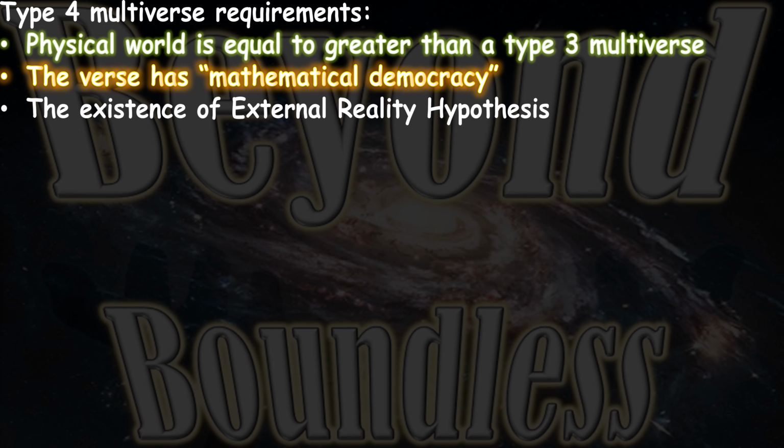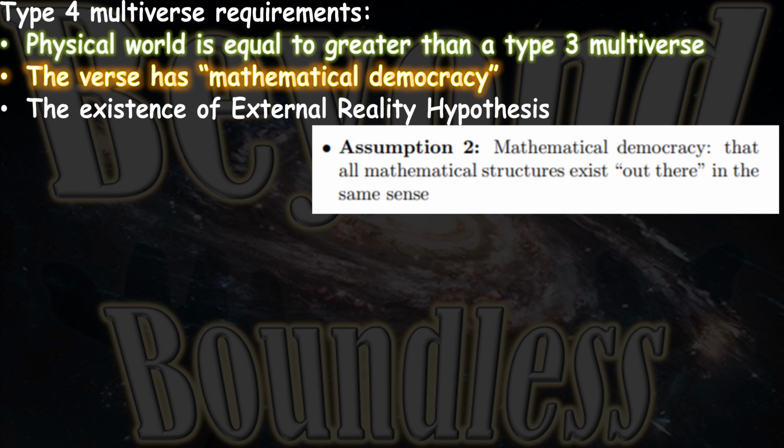Now, for the second assumption, we need to show that the verse has mathematical democracy, which is saying that all mathematical structures exist out there in the same sense. Or in other words, we're saying that the mathematical structures and mathematics itself exist as a thing, not just a concept. We could say that, oh, there is mathematics, as opposed to, I can think of these numbers.